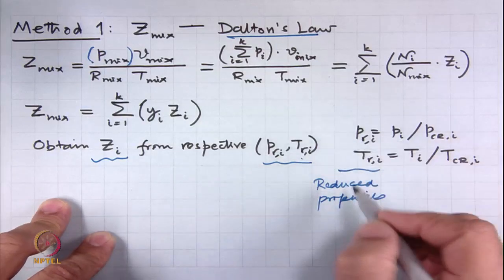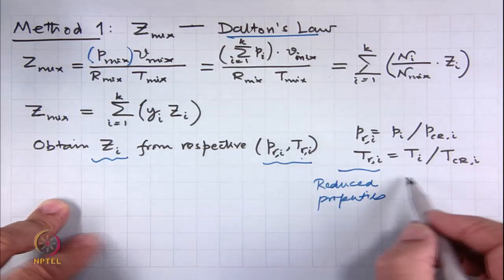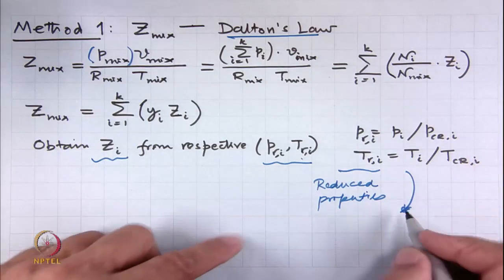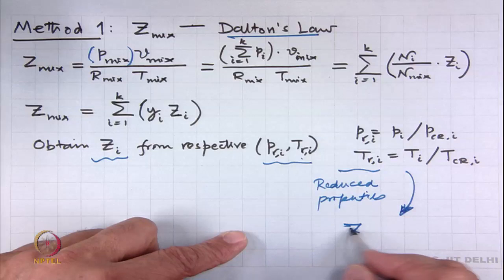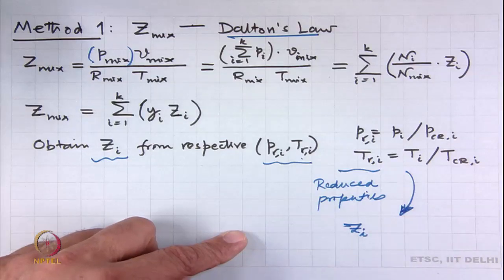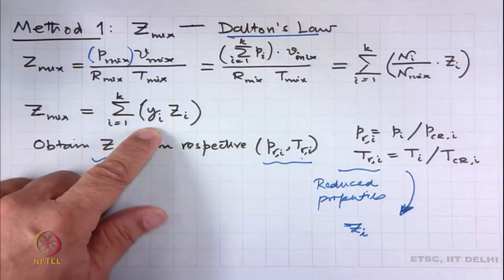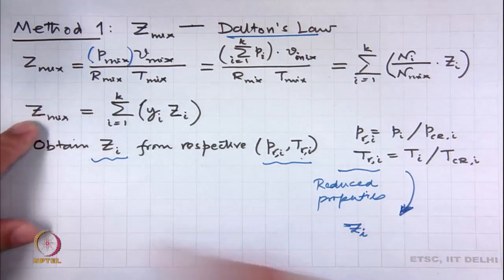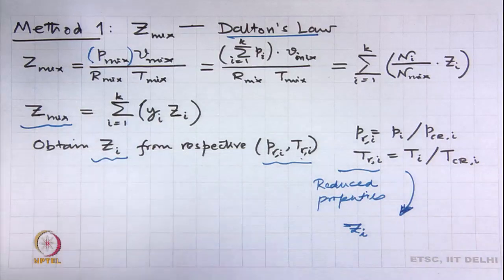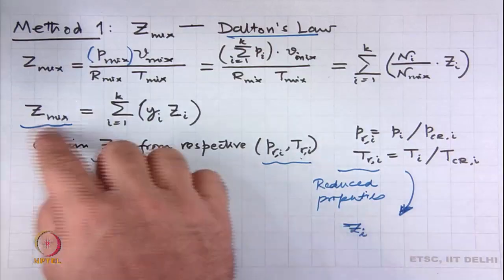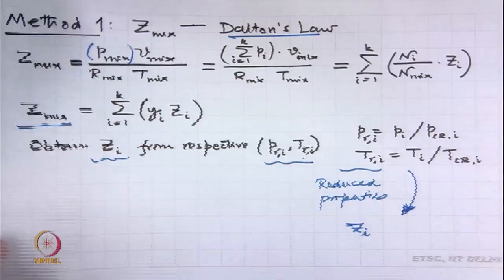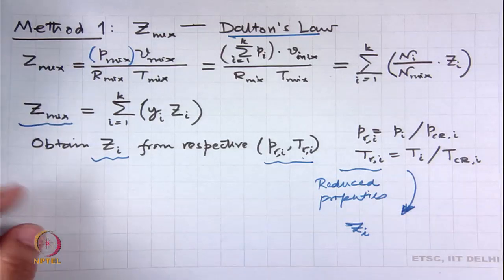So, we got the reduced properties. From the reduced properties, we go to the generalized compressibility chart or many of the other equations that we have, and using that we got Zi. And if we know the molar composition of the mixture, we can then combine this with that to get the compressibility factor for the mixture. And then we can go back to our equation of state with this particular value of Z mix. So, that completes the calculation.